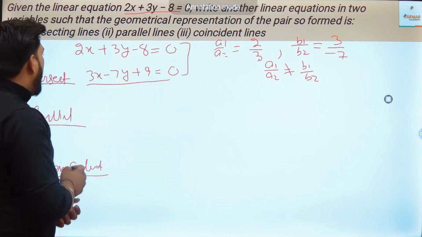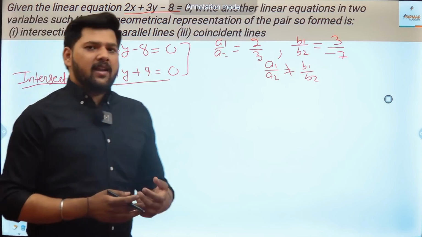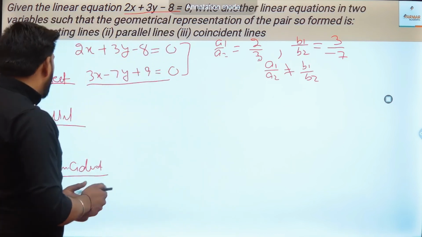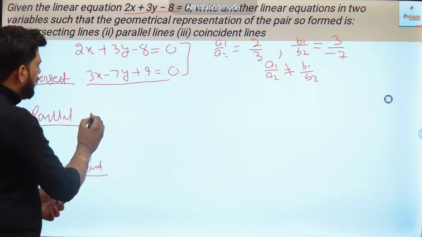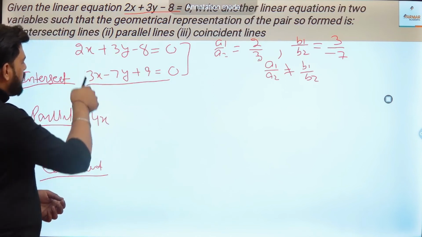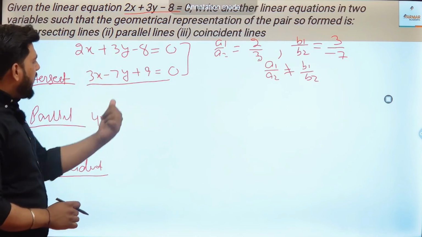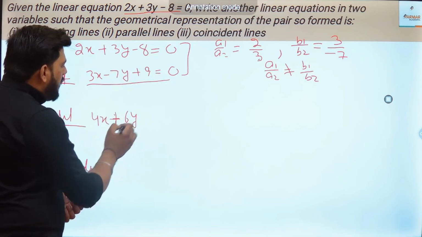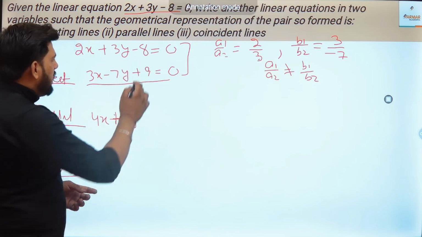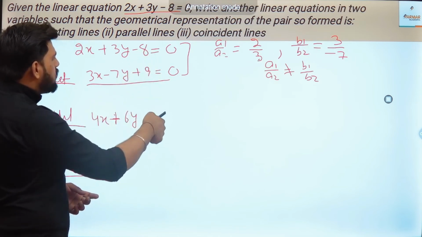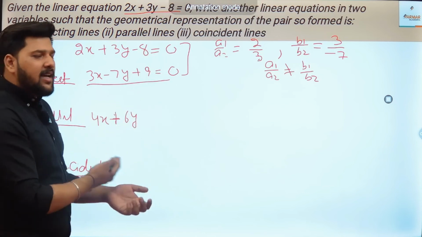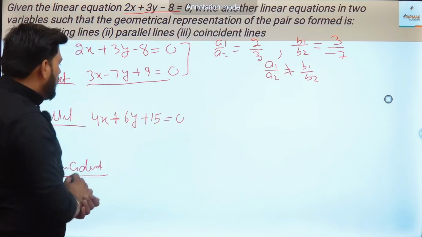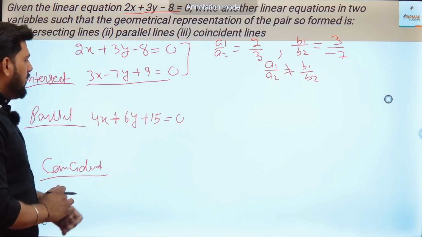Then for the next one, parallel lines, the condition of parallel lines is that the first two ratios are equal, but not equal to the third ratio. So look here, if I write 4x, clearly the ratio is 1 by 2. Now I want the second ratio to also be 1 by 2. That is only if there is 6y. But I want the third ratio to not be equal. The third ratio would be 1 by 2 if I used minus 16. So except minus 16, I will use any number, let 15 be there. So this is 4x plus 6y is equal to 15.